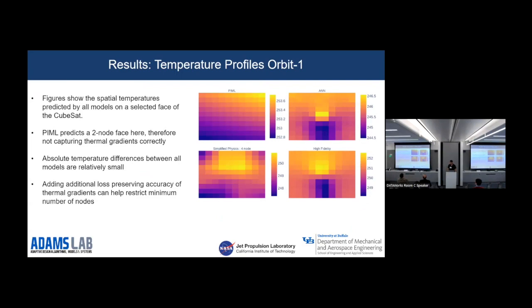So same thing here. This is just looking at one of the faces at one time point. You can see the comparison between the PIML on the top left. It predicted only 2 nodes, right? And therefore it's less accurate than the ANN, which has as many nodes as the high fidelity physics model.